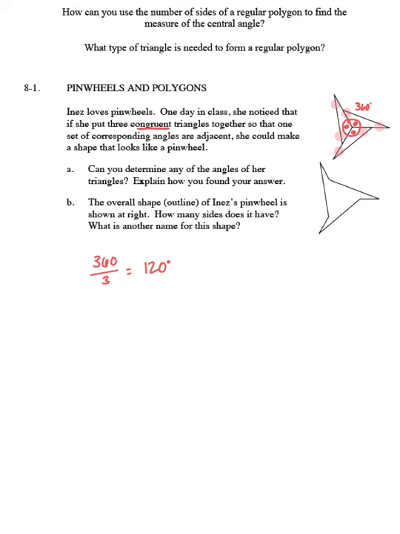And then it says the overall shape or outline of Inez's pinwheel is shown at right. How many sides does it have? So I'm going to go through and count them. And I learned that this shape has 6 sides. I can also see that this shape is non-convex. And I want you to tell me, what is the name of this 6-sided shape?